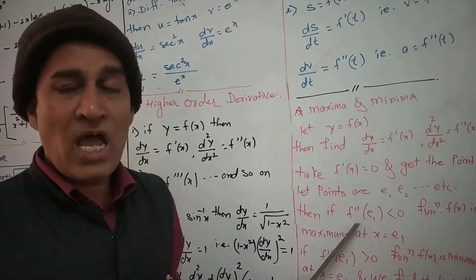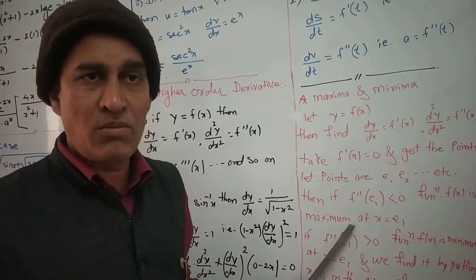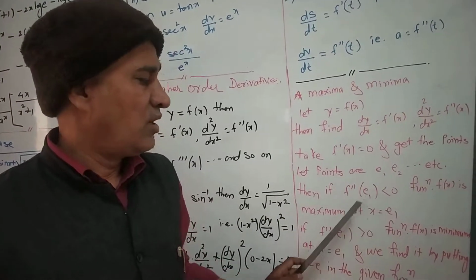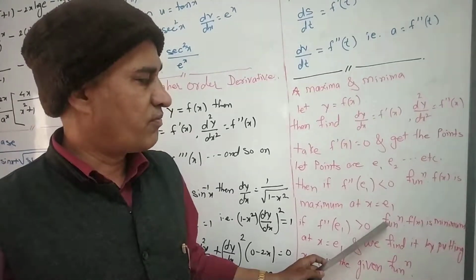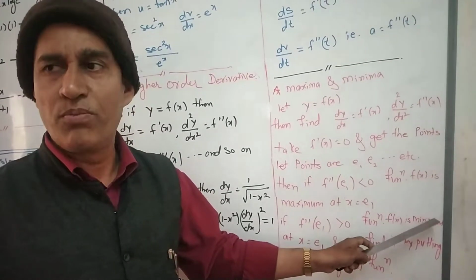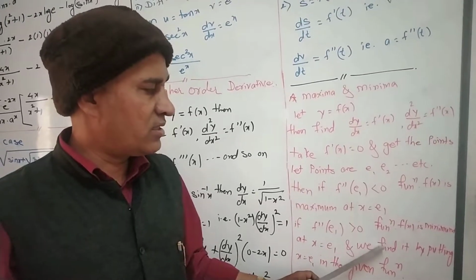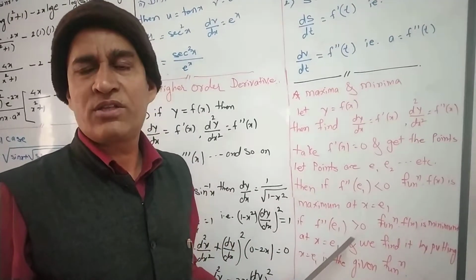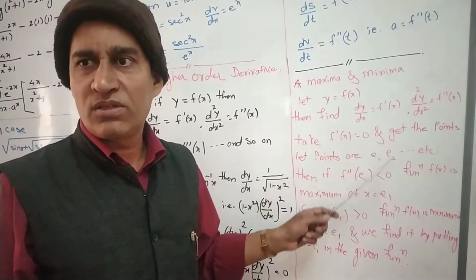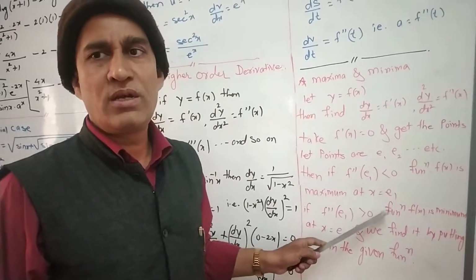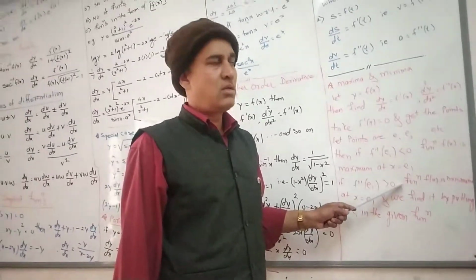Now if f second dash e1 is less than 0, then the function f of x is maximum at x equal to e1. If f second dash e1 is greater than 0, then the function f of x is minimum at x equal to e1. And we find the value by putting x equal to e1 in the given function, and hence we get the required maximum or minimum value of the given function.